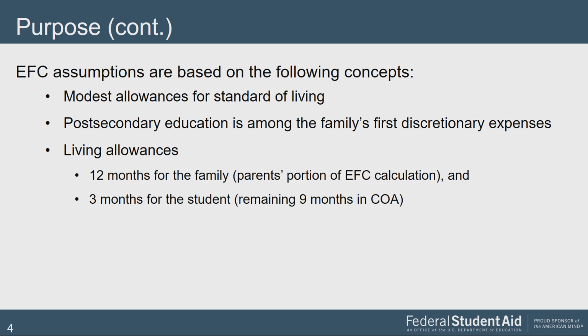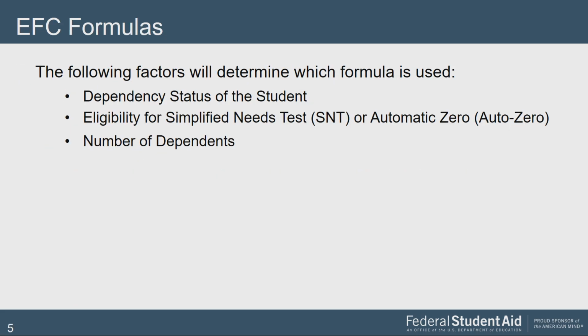So you have 12 months for the family, the parents' portion of the EFC calculation, which we'll get into, and only 3 months for the student. That's because for the other 9 months the student should be enrolled at your institution, and you're already considering their cost in your cost of attendance. So it's not going to be included in the allowances of the EFC, because that would be double counting, if you understand that.